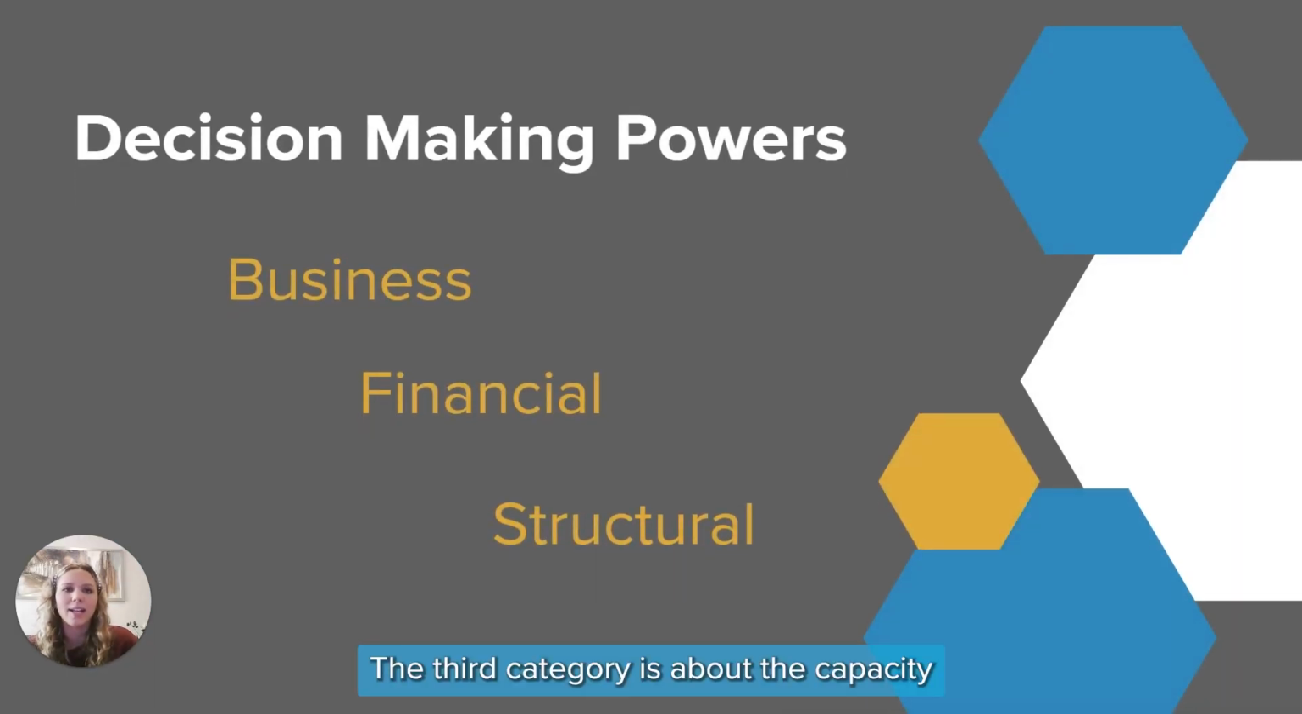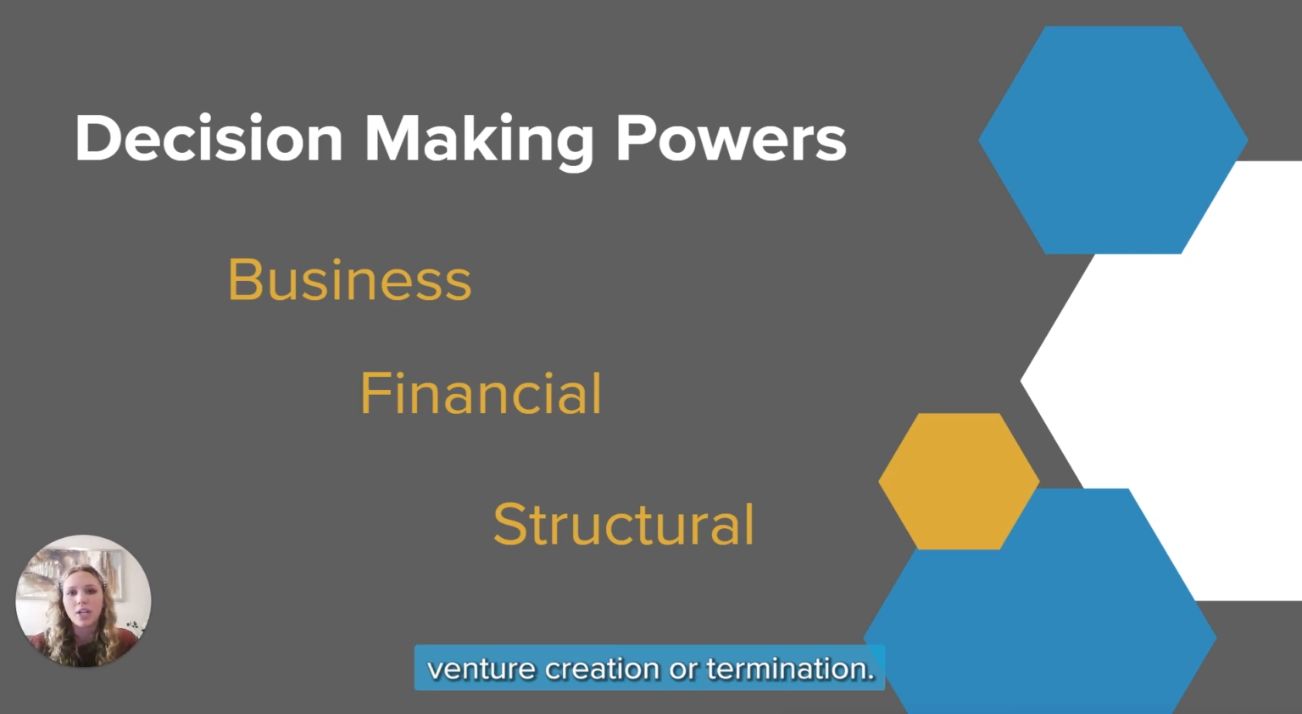The third category is about the capacity to direct, determine, or significantly influence critical business decisions. FinCEN categorizes these decisions into three areas: business, financial, and structural. Some examples of business decisions include those about strategic focus, venture creation or termination, the entry or exit of significant contracts, and major operational changes.